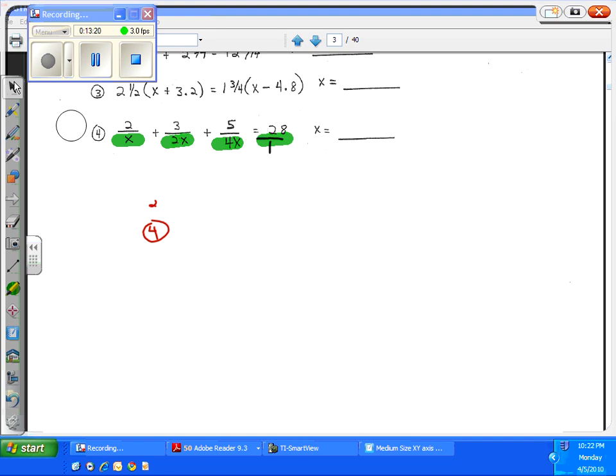Excuse me. The numerical portion of the denominator is 4 and the variable portion is x. And so we're going to multiply each one of those by 4x. Multiply through by the common denominator. On the first one, the x is going to cancel the x, and we're going to have a 0.08.